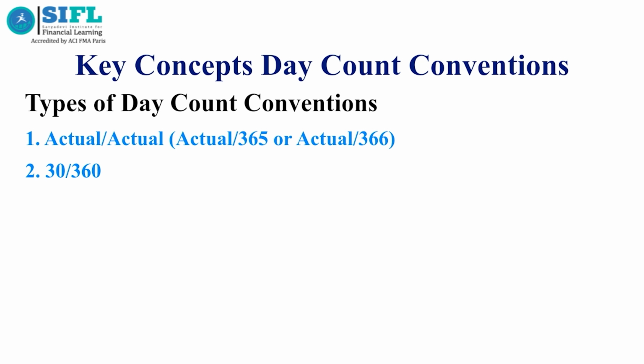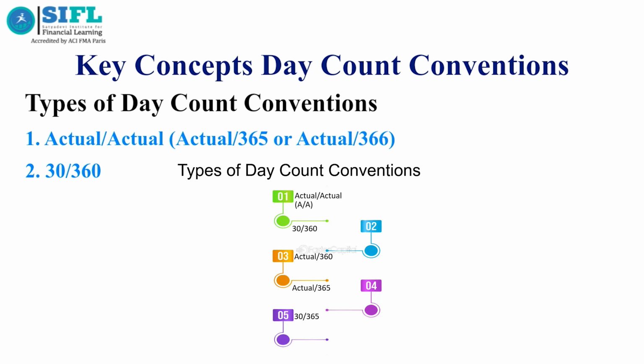2. 30 by 360. This method assumes each month has 30 days and each year has 360 days, simplifying interest calculations. It is frequently used for corporate bonds and some municipal bonds. Example: if you hold a bond for 90 days, the calculation would assume 3 months of 30 days each.